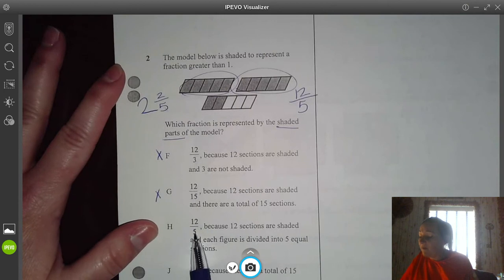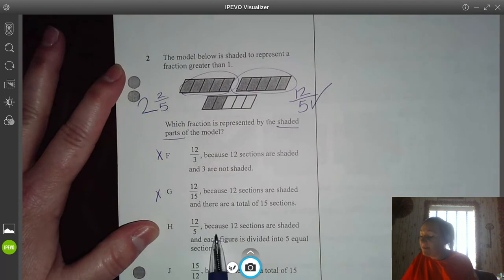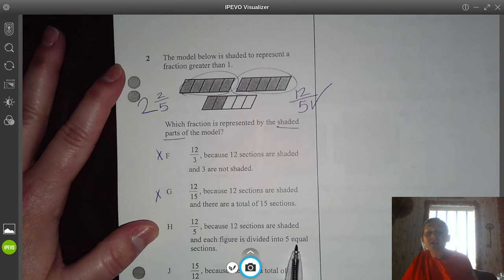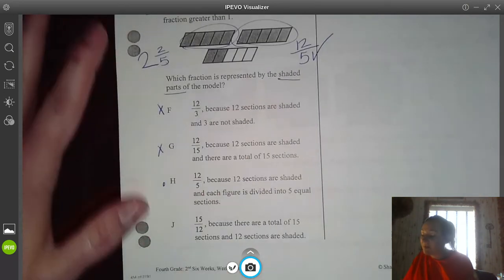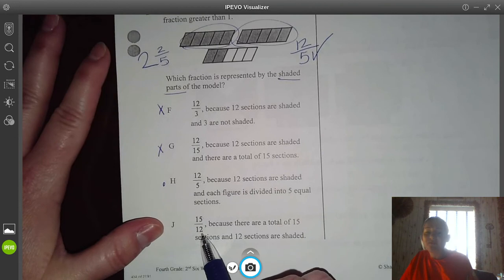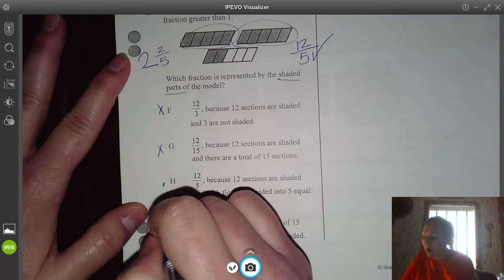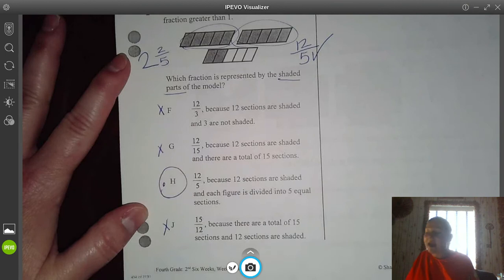Is it 12 fifths? Well, here's 12 fifths because 12 sections are shaded and each figure is divided into 5 equal sections. Absolutely. Is it 5 twelfths? It's not 5 twelfths. There's not 12 parts of the whole. So our answer is H.